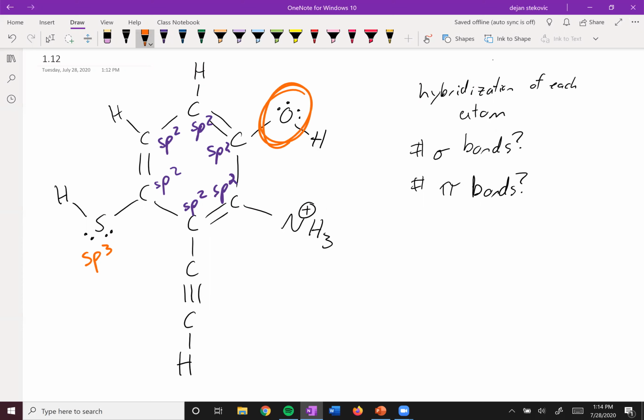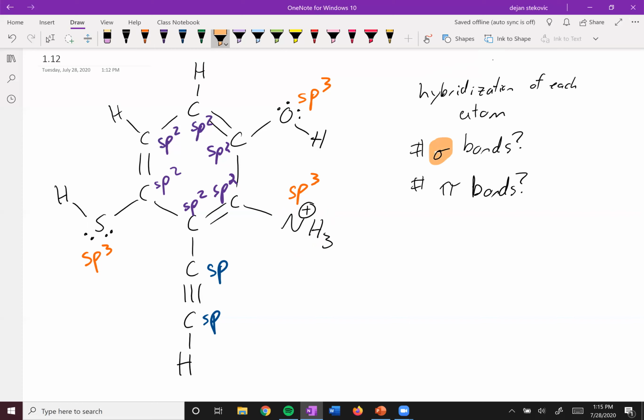Then over here on this oxygen, we've got 4 things attached, right? A carbon, a hydrogen, and 2 lone pairs. So that's sp3 hybridized. This carbon down here, we've only got 2 things attached, so that's sp hybridized. Same for this carbon right here, only 2 things attached, that's sp hybridized. And then finally, we're at this nitrogen over here. You got to be careful with this one. There's 4 things attached, right? 1 carbon and 3 hydrogens, so that's sp3 hybridization, right? sp3 hybridization. And so we've identified all the hybridizations.